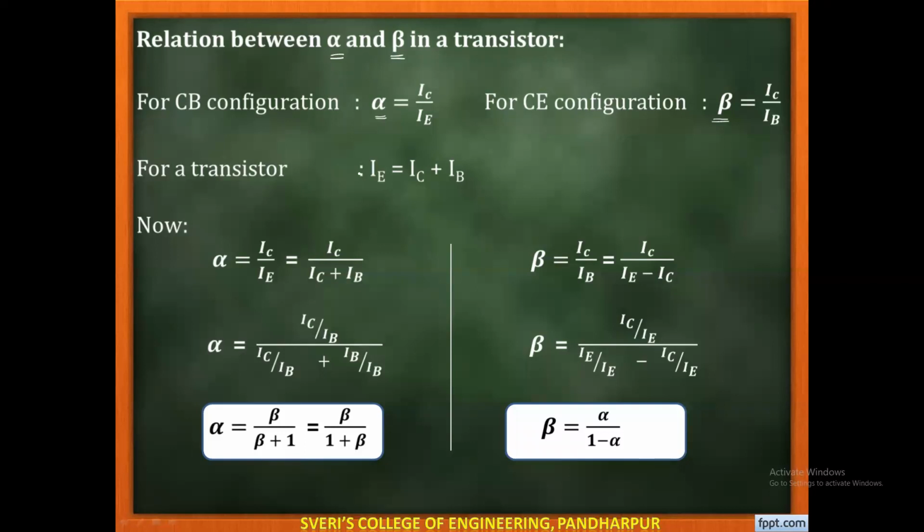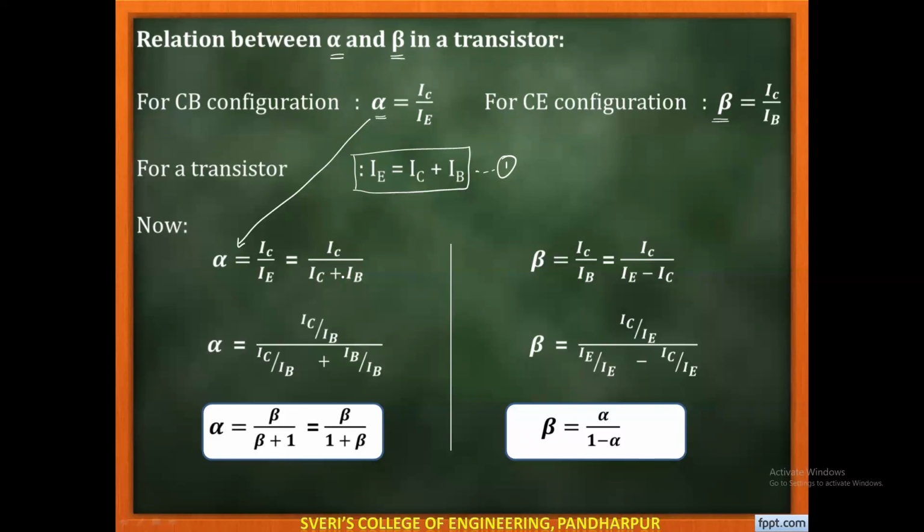Okay, and we know the basic equation of emitter current in any type of transistor: IE is equal to IC plus IB. Now let me take the formula alpha is equal to IC upon IE. Get it my point? But IE means what? According to equation number 1, IE can be written as IC plus IB.